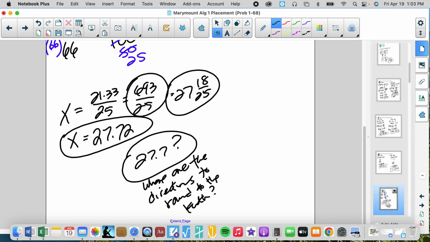I'm looking at the beginning of the test. It does not say anything about rounding, so I disagree with the answer key there. This is okay. I shouldn't do it in red. I should do it in green because it's okay. This is okay. This is okay. This is okay. That I don't agree with.